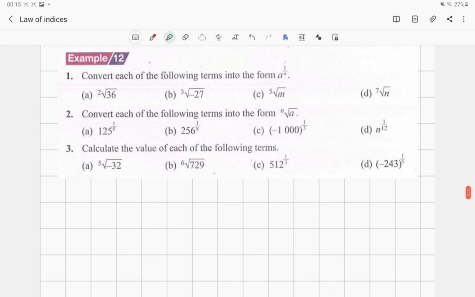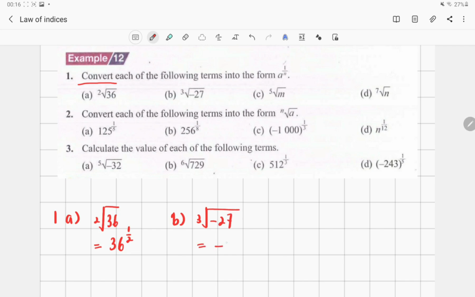Now we look at example 12. Convert each of the following terms in the form of a to the power of 1 over n. Number 1, A, 36 to the power of 1 over 2. So the answer is 36 to the power of 1 over 2. This question just asks you to convert. And then B, cube root of negative 27 is equal to negative 27 to the power of 1 over 3.